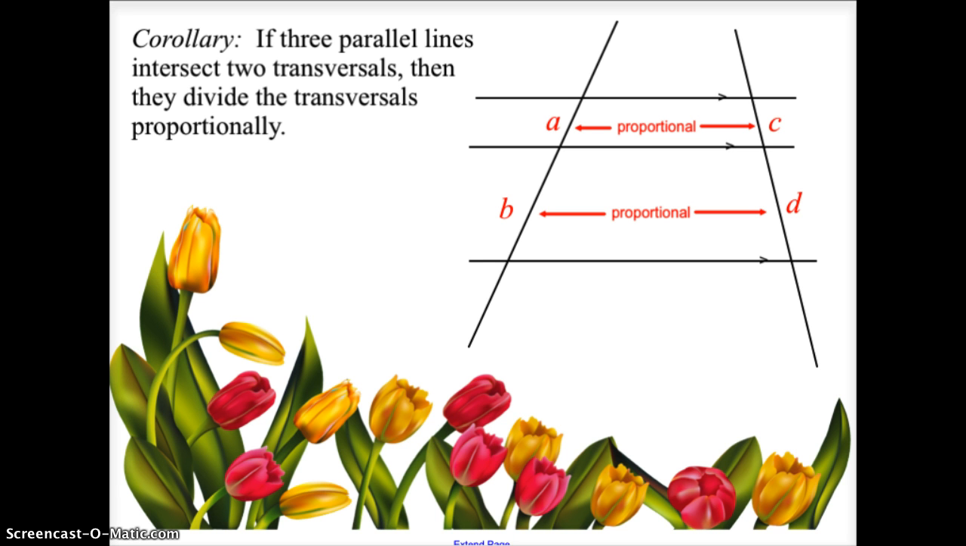So in this particular picture, A over B equals C over D. Also, A over the whole entire length has to equal C over the whole entire length. B over the whole entire length has to equal D over the whole entire length. This is where words become very important.